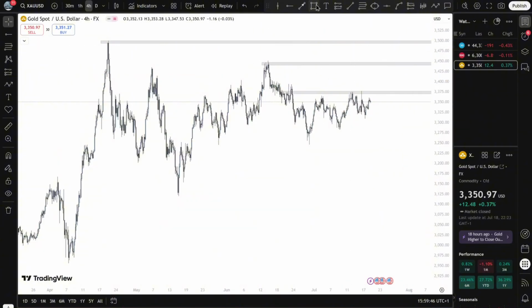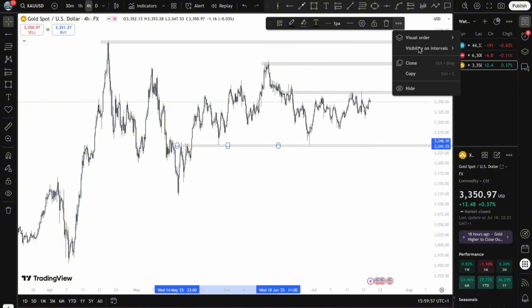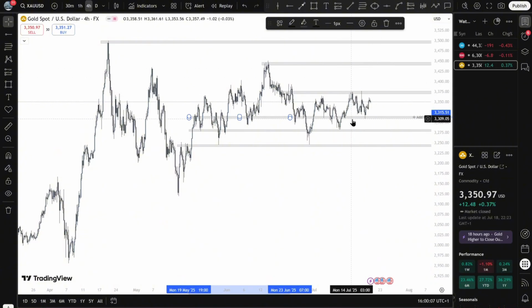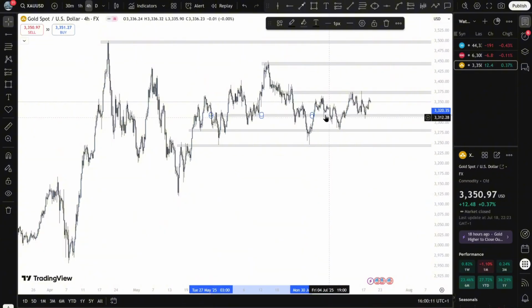But we are not done plotting our key levels yet, because you can see gold is not even giving us any clean direction. Gold is just moving sideways, not looking that beautiful as usual. All right, so let me clone and mark more key levels. This is a support around that level, and as you can see here, guys, price is still supporting this level.